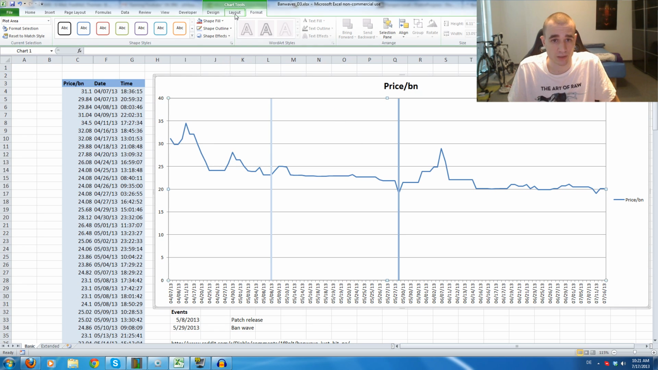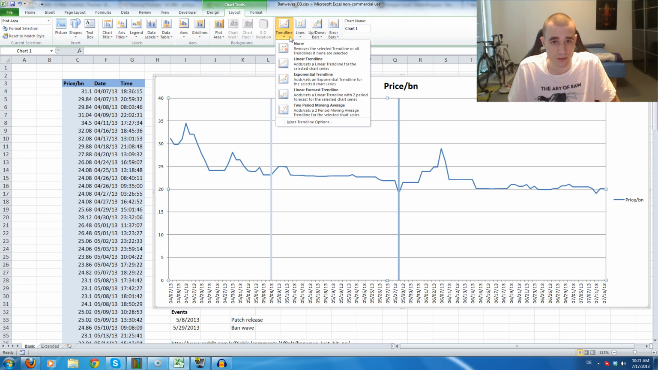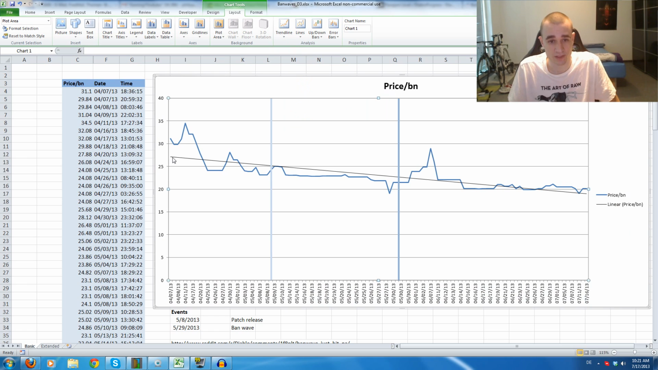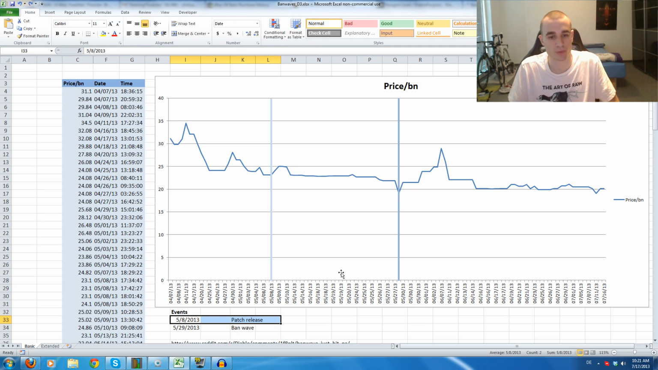And first I want to add a trend line here to see if I'm correct. Yeah, I can see overall the gold price is declining, but that's not what I wanted to show. What I want to show is how certain events, let's take the patch release here. Patch 1.0.8 got released on the 8th of May, which you can see here with that horizontal line, and you can see the gold price went up, but just a very small amount.